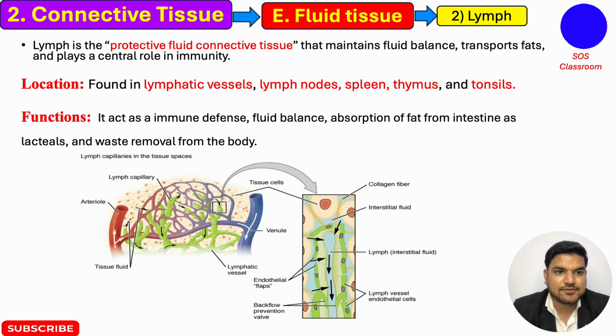Next is the lymph. Lymph is also a protective fluid connective tissue that maintains the fluid balance, transports fat, and plays a central role in immunity. It is present in the lymphatic vessels, lymph nodes, spleen, thymus, and tonsils. So lymph is present in the lymphatic system. We will discuss it in detail in the lymphatic system.